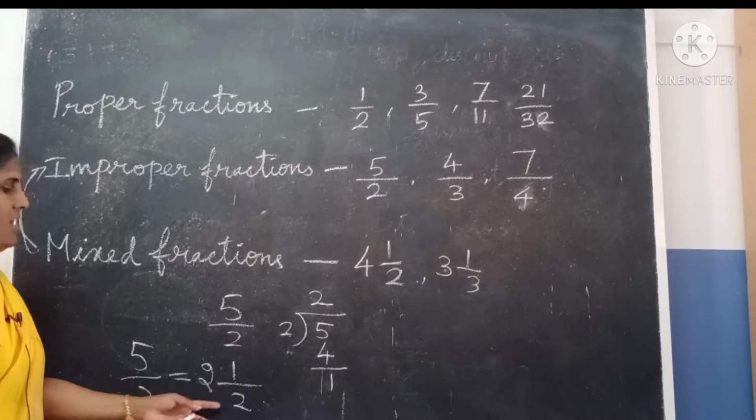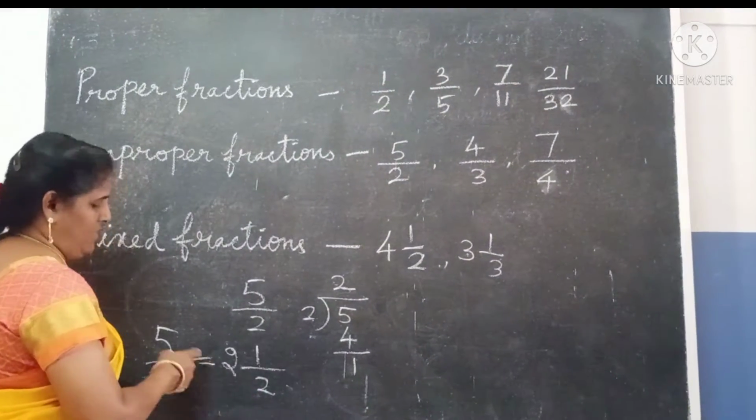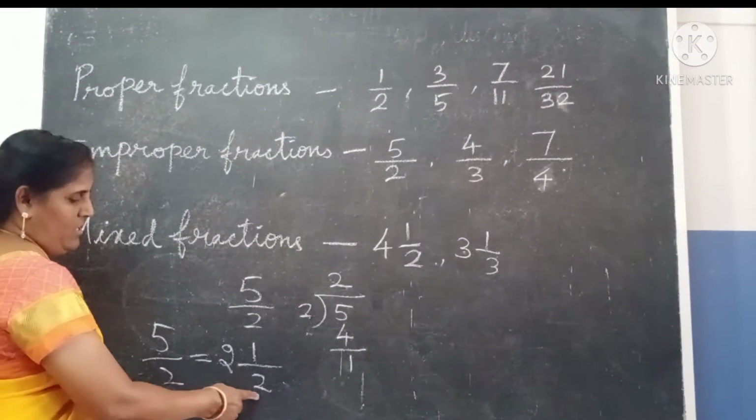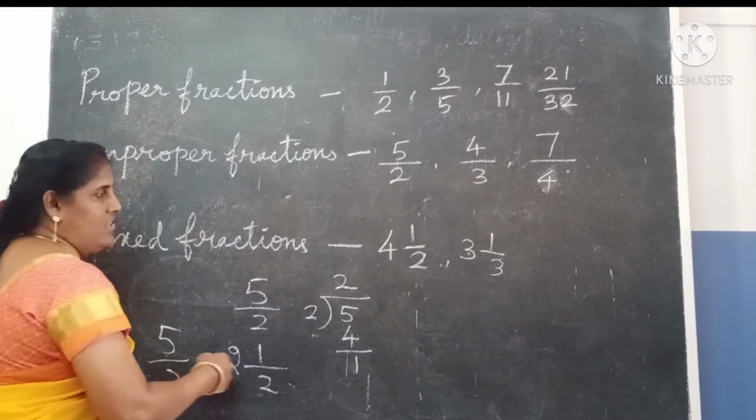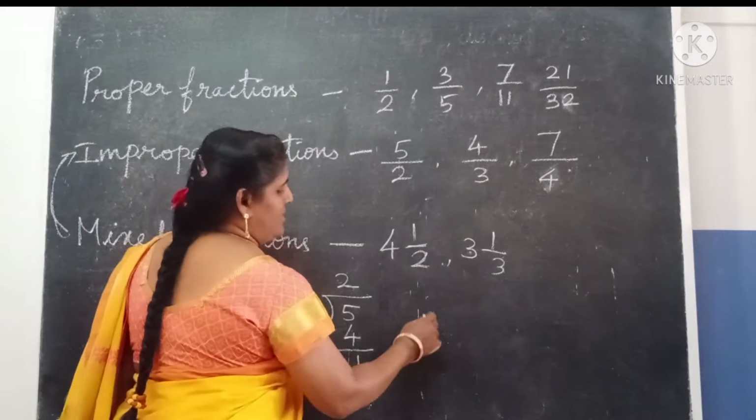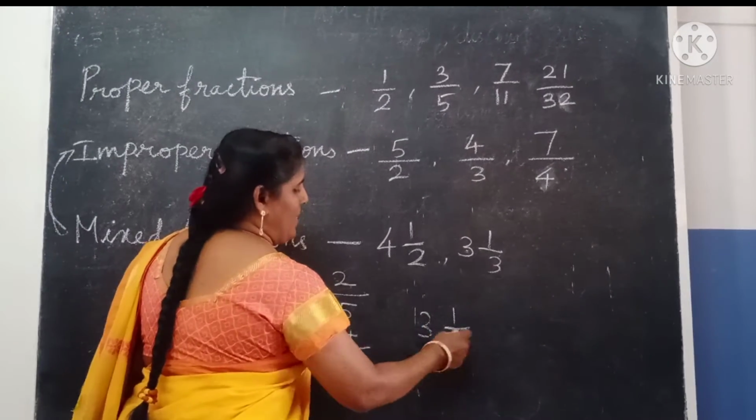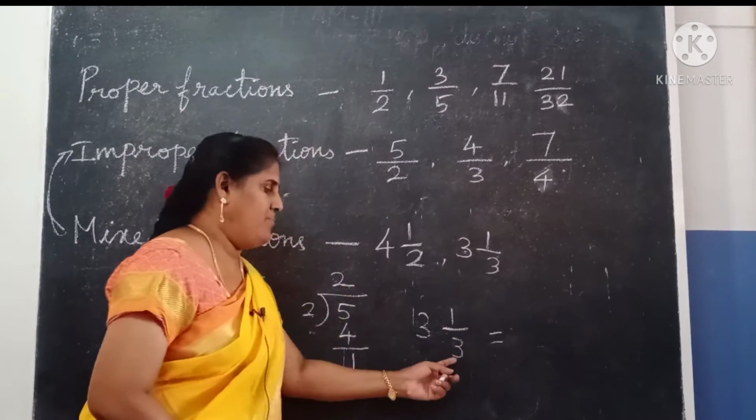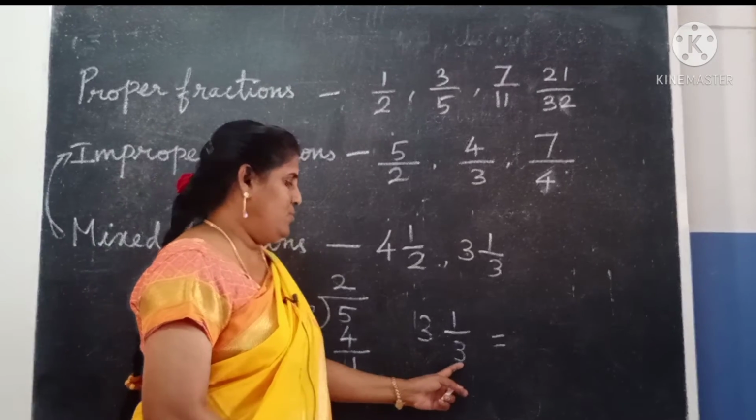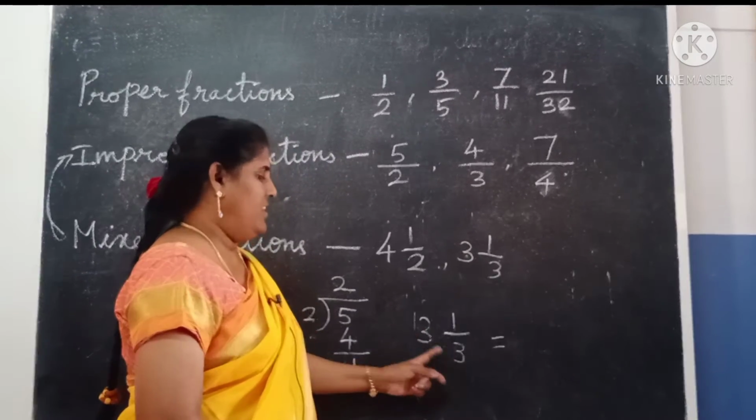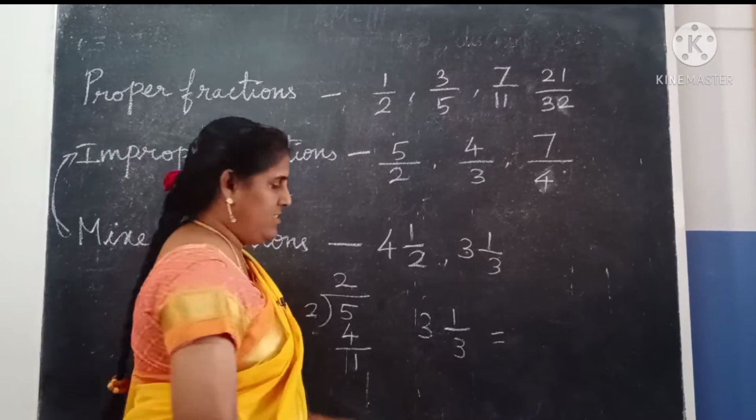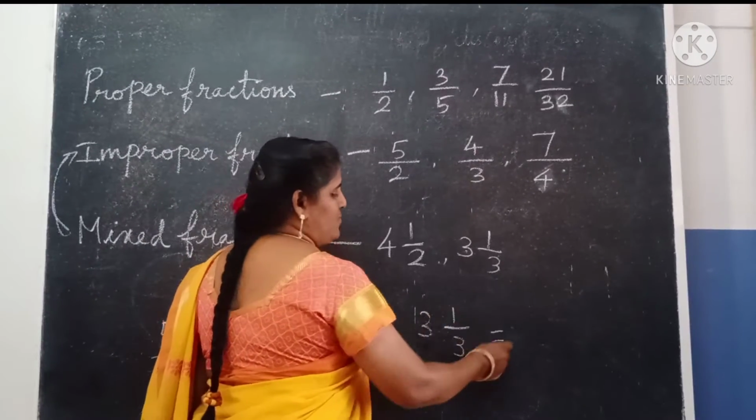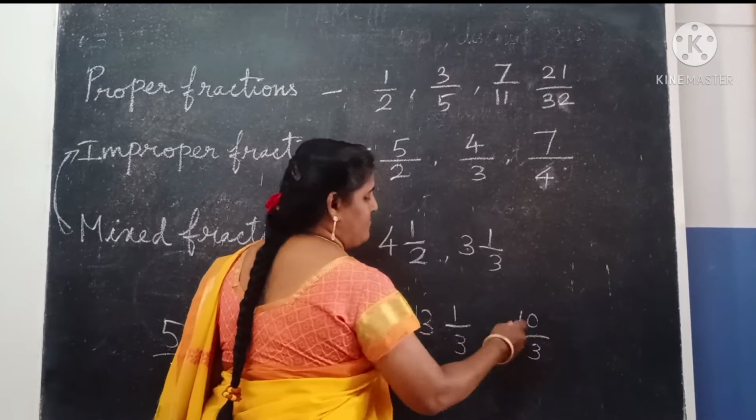Again, if you want to convert a mixed number to an improper fraction, it is the same. 2 2s are 4, 4 plus 1 is 5. For example, I am going to take 3 1 by 3. If I want to convert it into an improper fraction, first multiply the denominator and the whole number. 3 3s are 9, 9 plus 1 is 10, so 10 by 3.